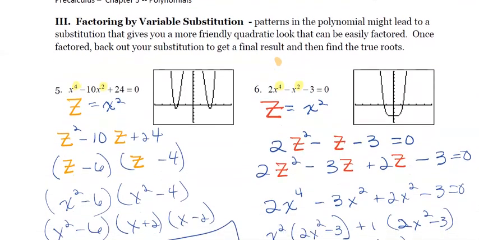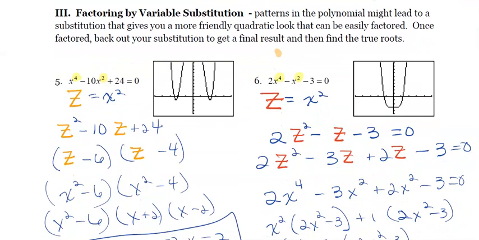Okay, so this might be the only thing that's going to be somewhat new. This is factoring by variable substitution. This you do when you see the famous 4-2 combination. The only powers you have of x are 4 and 2. That happens both places. So you're going to do variable substitution.